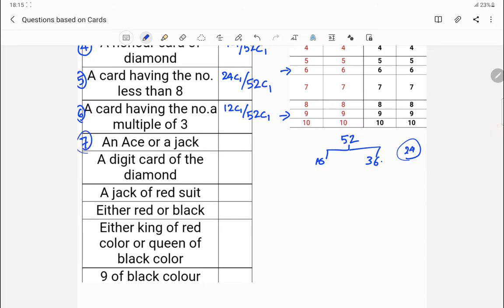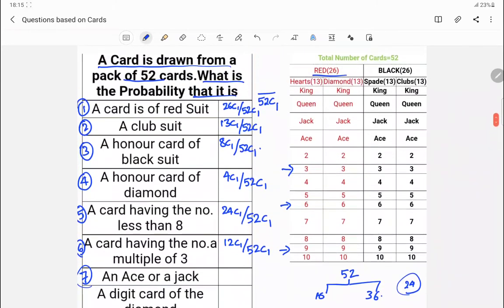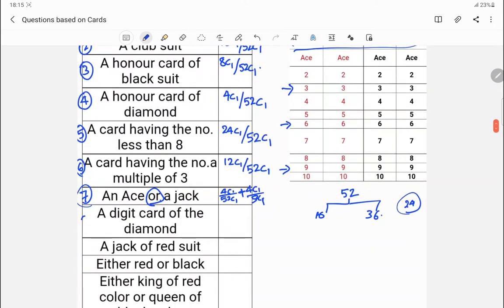Next, seventh question is, what is the probability that it is an ace or a jack? So how many aces are there? There are 4c1 divided by 52c1 plus, because this is OR. Jack, how many jacks are there? 4. So this is 4c1 divided by 52c1.